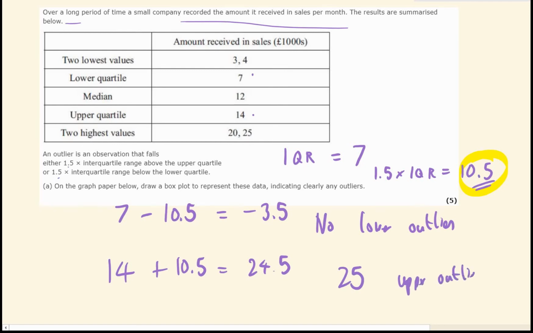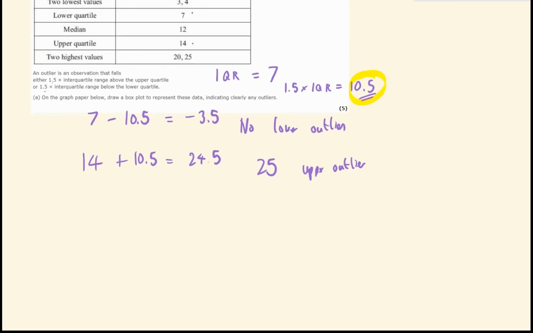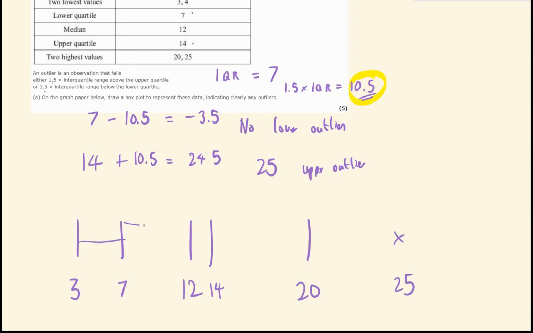So when we draw our box plot, we do not want to include that 25. I'll do a box plot anyway. For box plots, you want 5 things: a minimum, a lower quartile, a median, an upper quartile, and a maximum. In this case, my minimum is 3, lower quartile is 7, median is 12, upper quartile is 14. Our highest value is going to be 20, because 25 is an outlier. And then you basically connect it into the standard box plot formation.